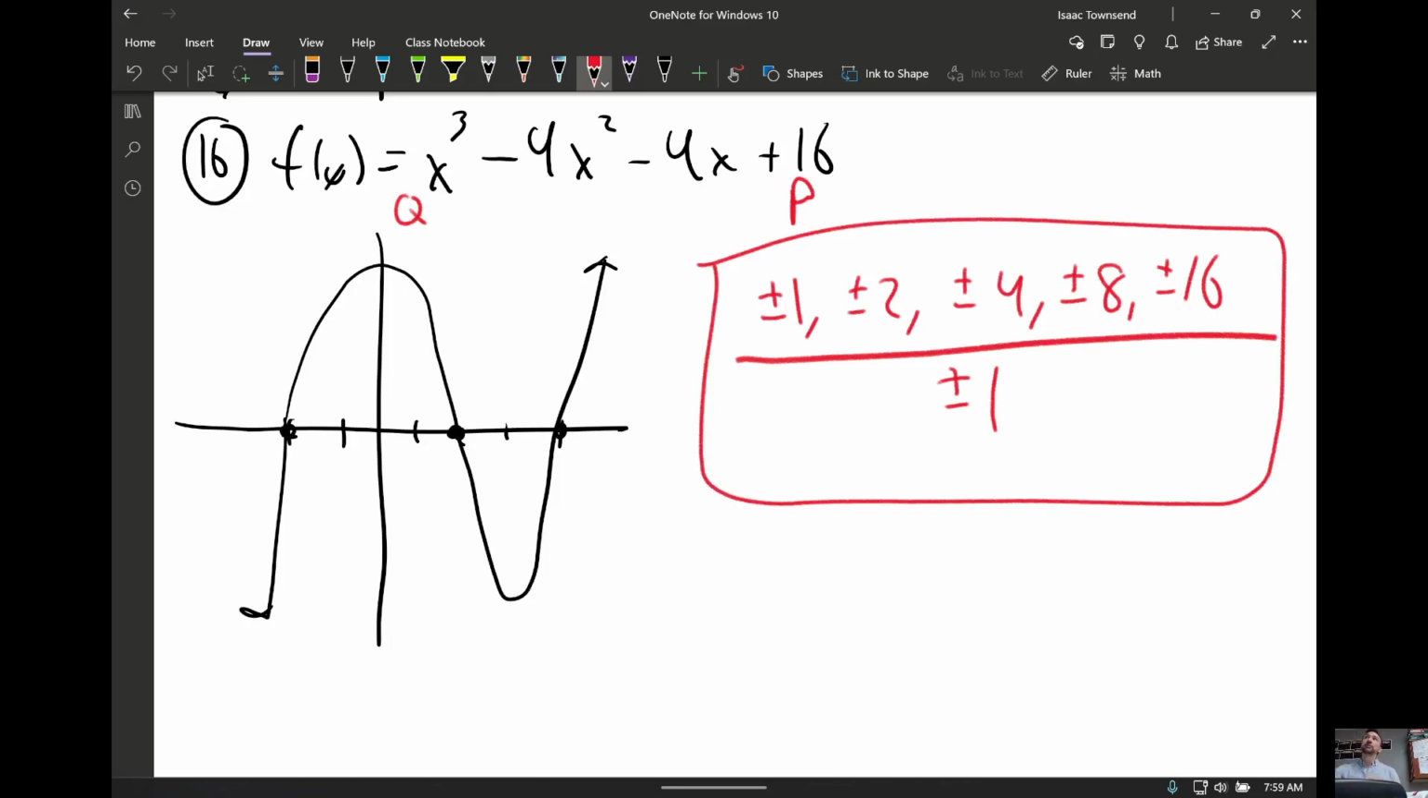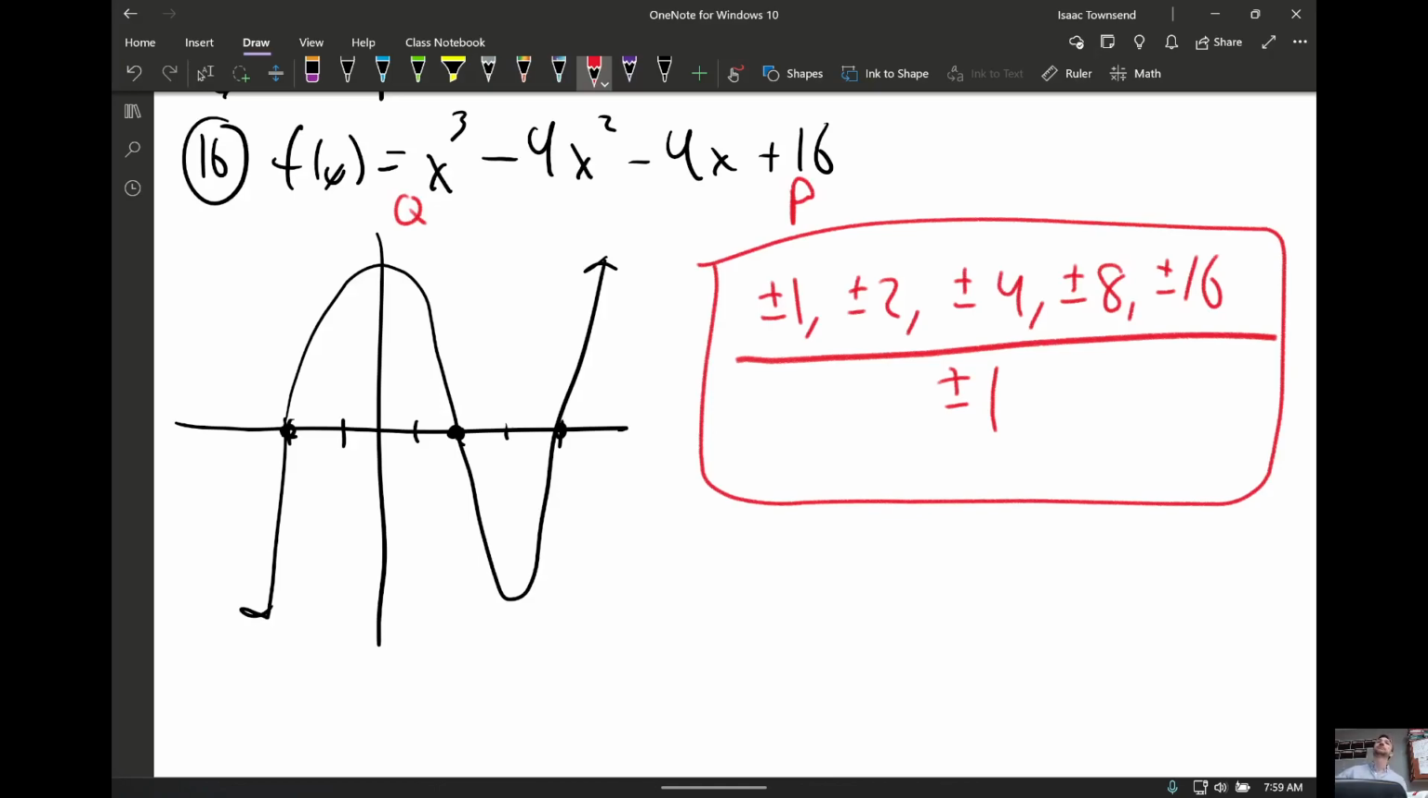This list tells me which of the rational numbers are possible. Again, 5 is not in this list, so there's no way that 5 is a 0. There's no way that 5 is an x-intercept. 3 is not in this list, so there's 0% chance that 3 is an x-intercept. But 16 is in the list, so 16 might be an x-intercept, and negative 16 might be an x-intercept.